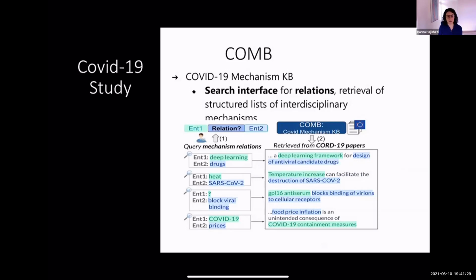And we also built a search interface for extracting these relations. In particular, our search interface is something like this, where a user is supposed to enter one entity or two entities, and the potential relationship that they are interested in extracting. And then we show them important co-occurrences of these entities in our knowledge base, and also show them their corresponding scientific papers. For example, some queries could ask about deep learning and drugs, or heat and SARS-CoV-2, and so on.